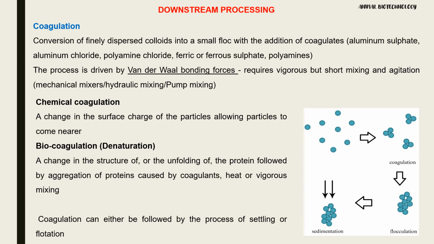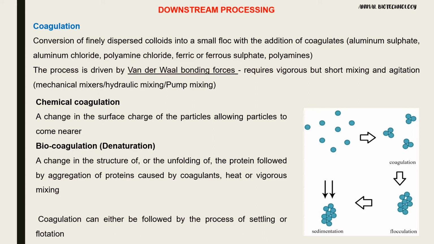Coagulation. Coagulation is a process of destabilizing the dispersed colloids by addition of coagulants to make small flocs which can then be removed by settling or flotation methods depending upon the density of the molecule or particulate. Coagulants are generally divalent or trivalent metallic salts or polymers that have low solubility in the pH range used. Based on the principle used, it is grouped into chemical coagulation and biocoagulation.